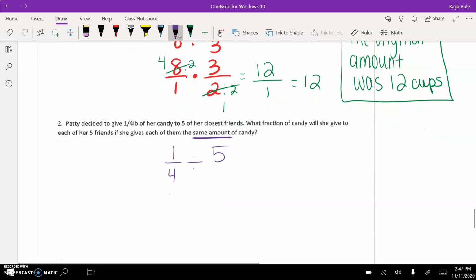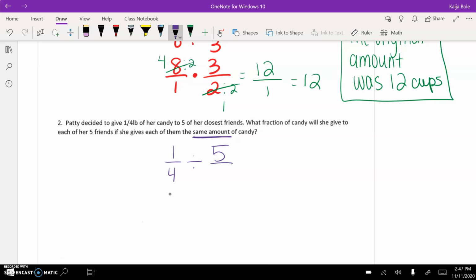Okay, so that means technically we are doing 1/4 divided by 5 over 1. So I would take my 1/4, multiply, flip the second one, times 1/5. So you would get 1/20. And then you have to think, does that make sense? Well, yes. 1/4 is small, but 1/20 is even smaller.